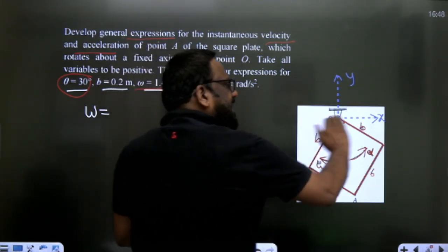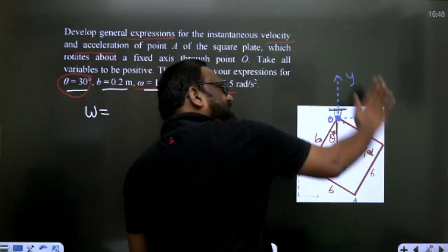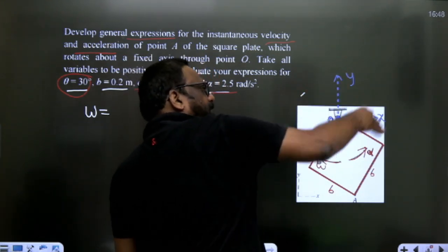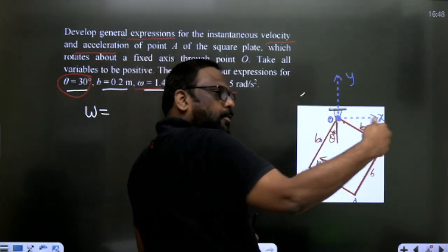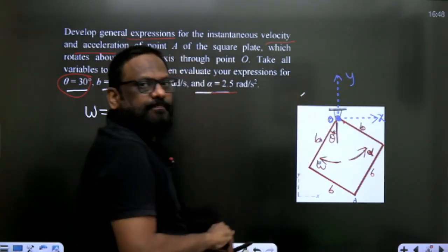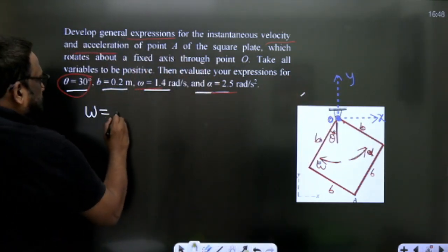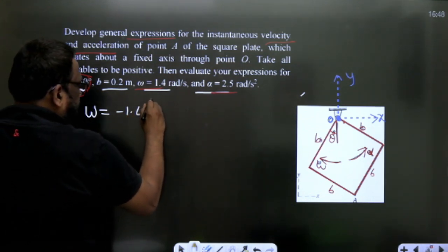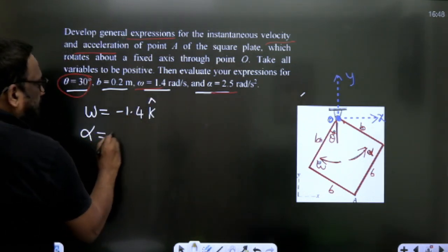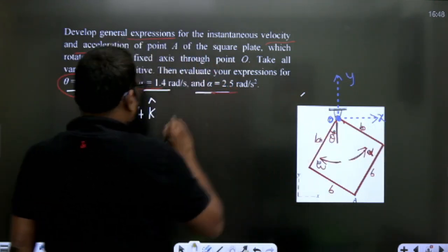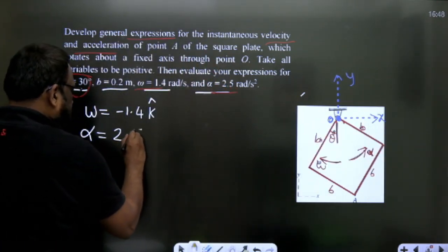See, this is the x-axis, y-axis. When it is rotating like this in this xy plane, my omega will be about this axis, but it is going inside. Clockwise means inside means minus, so clockwise is minus: it is 1.4 k cap. And alpha is equal to, this is anti-clockwise, you see the direction, 2.5, so I take it as plus.